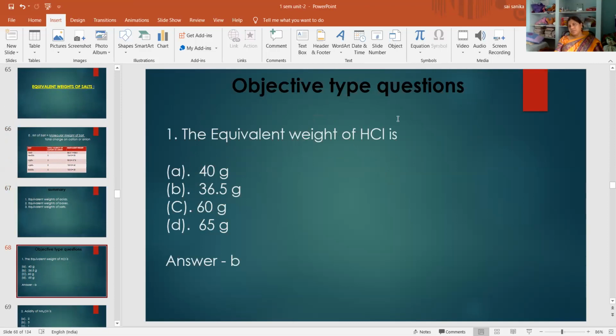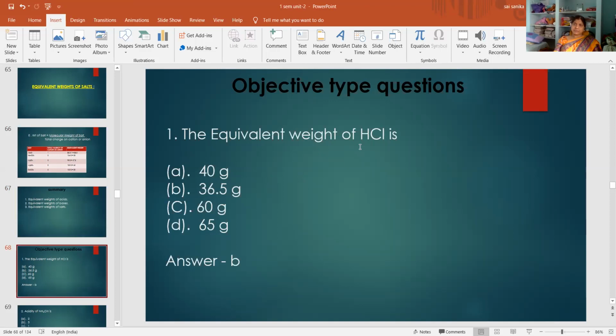So what type of objective type questions will you expect from this topic? Generally, calculate the equivalent weight of so and so molecule. The equivalent weight of HCl is... Here there is no need of writing the whole formula. What is the molecular weight of HCl? First you have to find that out.